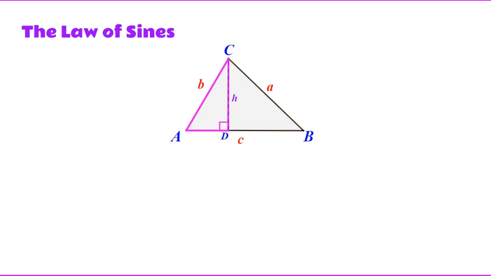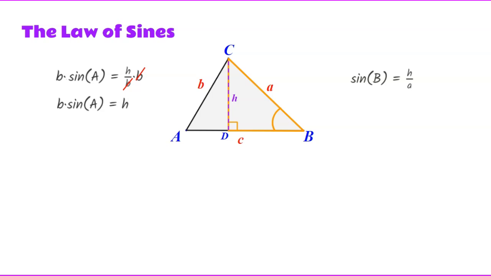In triangle ADC, the sine of angle A is equal to h over b, since sine is equal to the opposite side over the hypotenuse. You can multiply both sides of this equation by b to isolate h. You have b times sine A is equal to h. In the same way, in triangle BDC, sine of angle B is equal to h over a. You can multiply both sides of this equation by a to isolate h. You have a times sine B is equal to h.